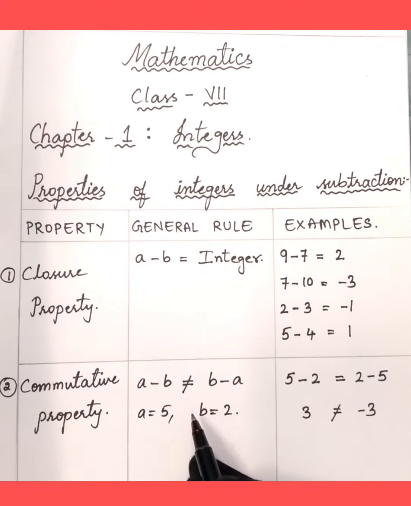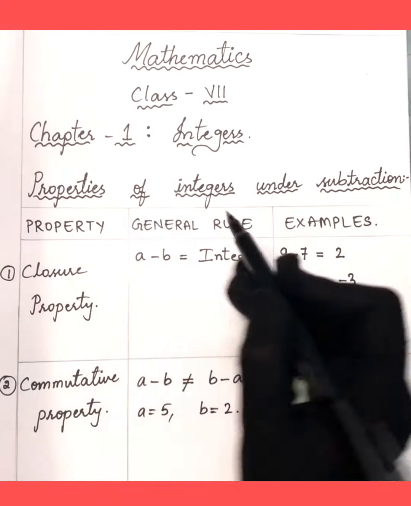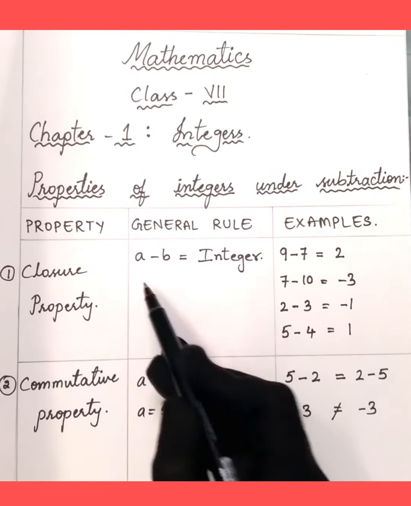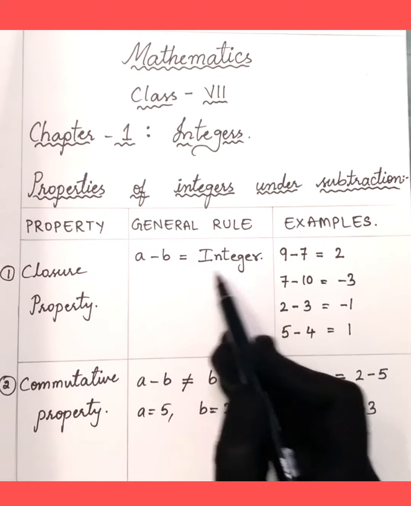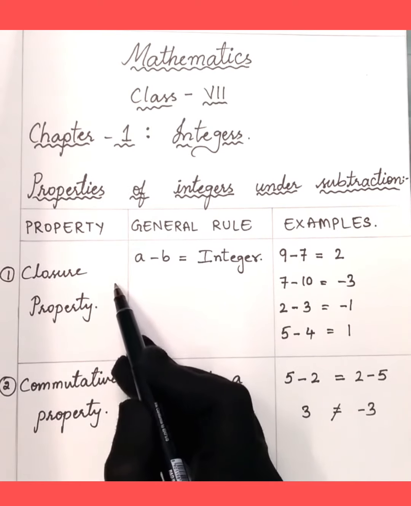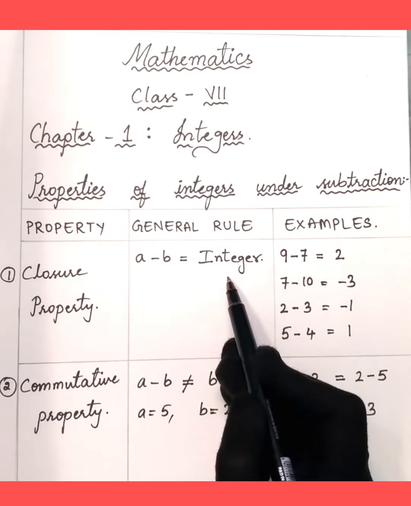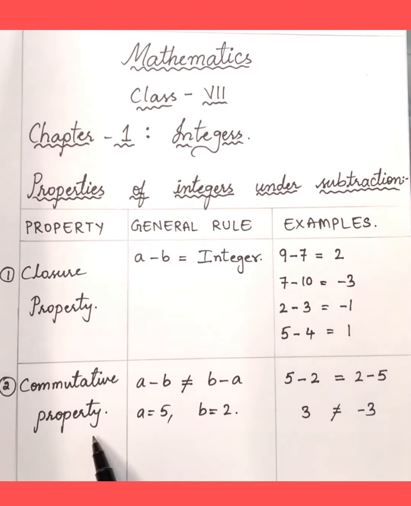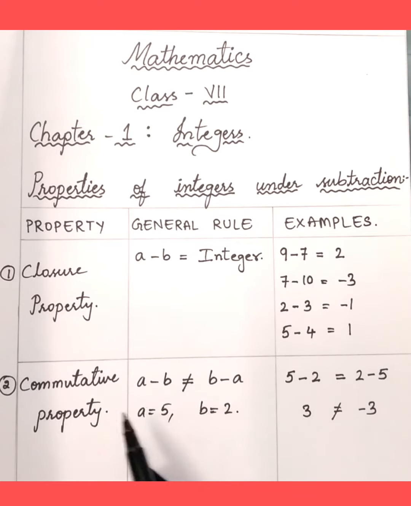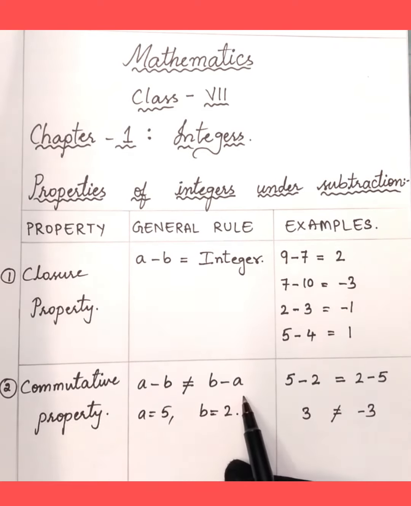Hope you have understood this about the properties of integers under subtraction. What is closure property? a minus b is equal to an integer. If a is an integer and b is an integer, when you subtract these two, we must get an integer. What is commutative property? a minus b is equal to b minus a. But under subtraction, a minus b is not equal to b minus a.